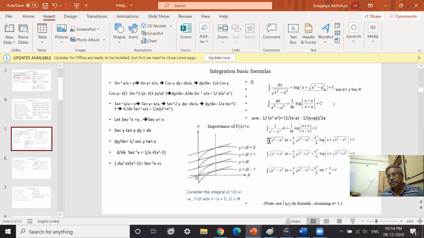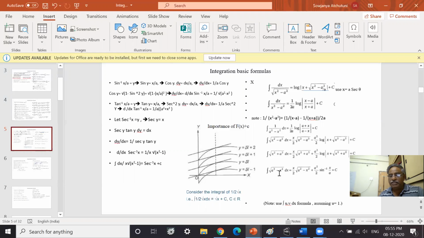This is the setup. The integral of root of x square minus a square equals x by 2 square root of x square minus a square minus a square by 2 log of x plus square root of x square minus a square plus c. Similarly, the same way it can be derived for x square plus a square in place of x square minus a square: x by 2 square root of x square plus a square plus a square by 2 log of x plus square root of x square plus a square plus c. Here the minus becomes a plus.